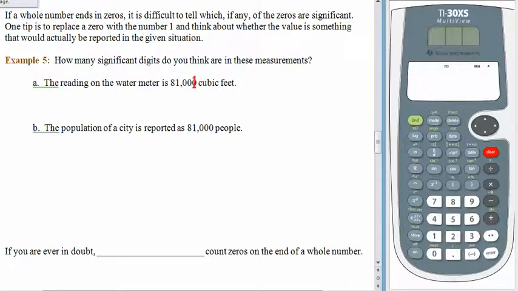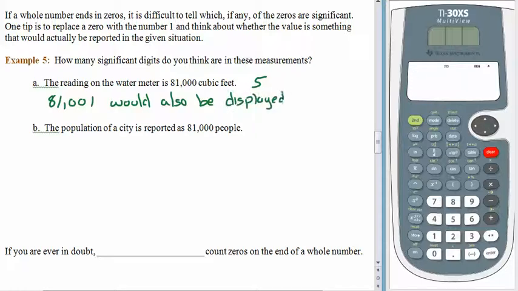Since you would see a reading like that, well, just imagining that 1, it's not really there, then all of these zeros are significant. So this one has 5 significant digits because 81,001 would also be displayed. Your water meter can read down to the nearest whole cubic foot. It doesn't count by thousands at your house.